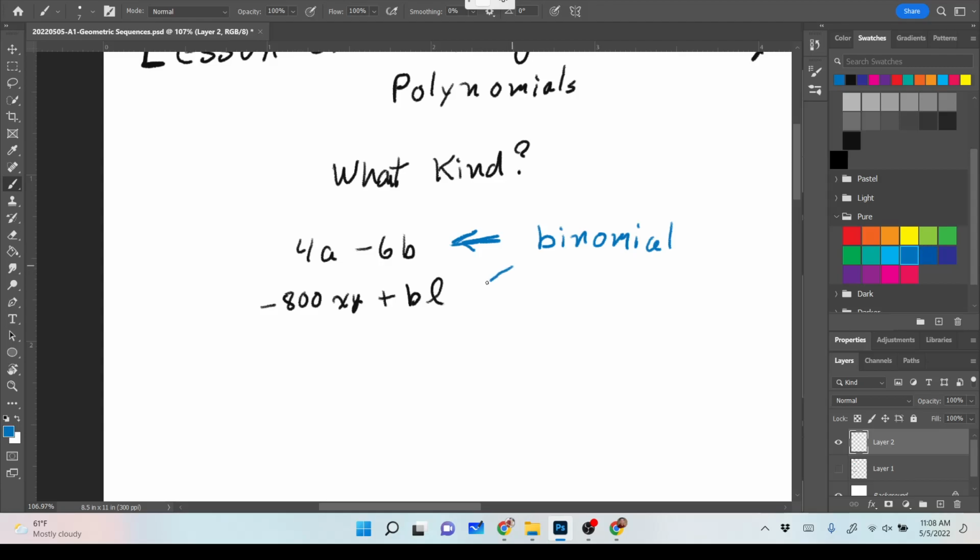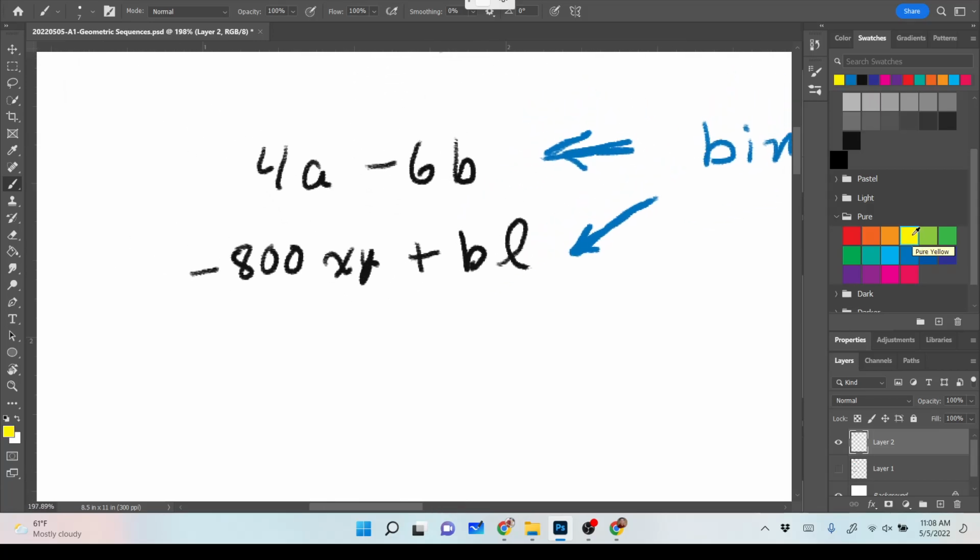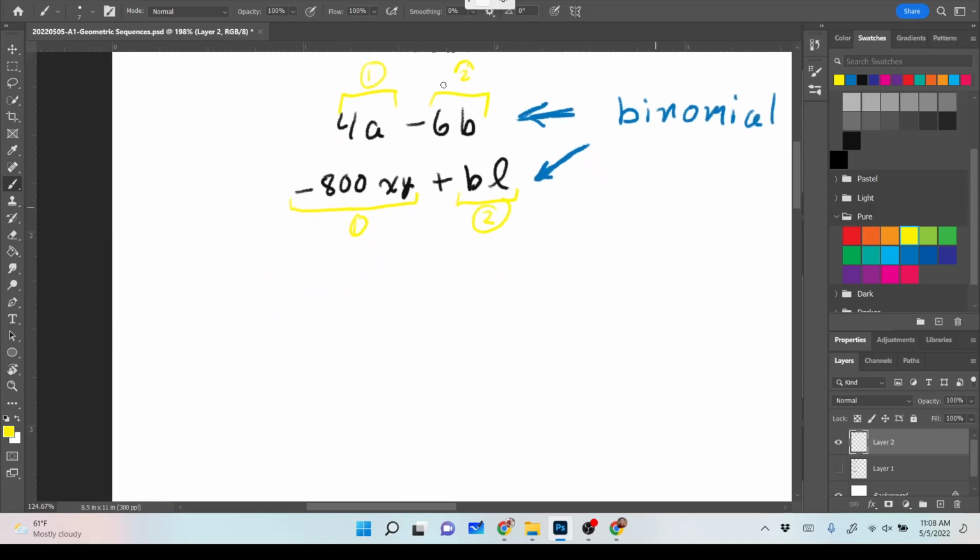Makes sense? Any questions thus far? It has 4 though. No, it has 2 terms. What is the first? That's good. I'm glad that you pulled that out. So this is the first term. This is number 1. This is the second term. Same idea here. It's a binomial because it's got 2 terms. True. What if you did -800 plus xy plus bl? That would be 3 terms, and it would be a trinomial. It just depends on where you put the plus.